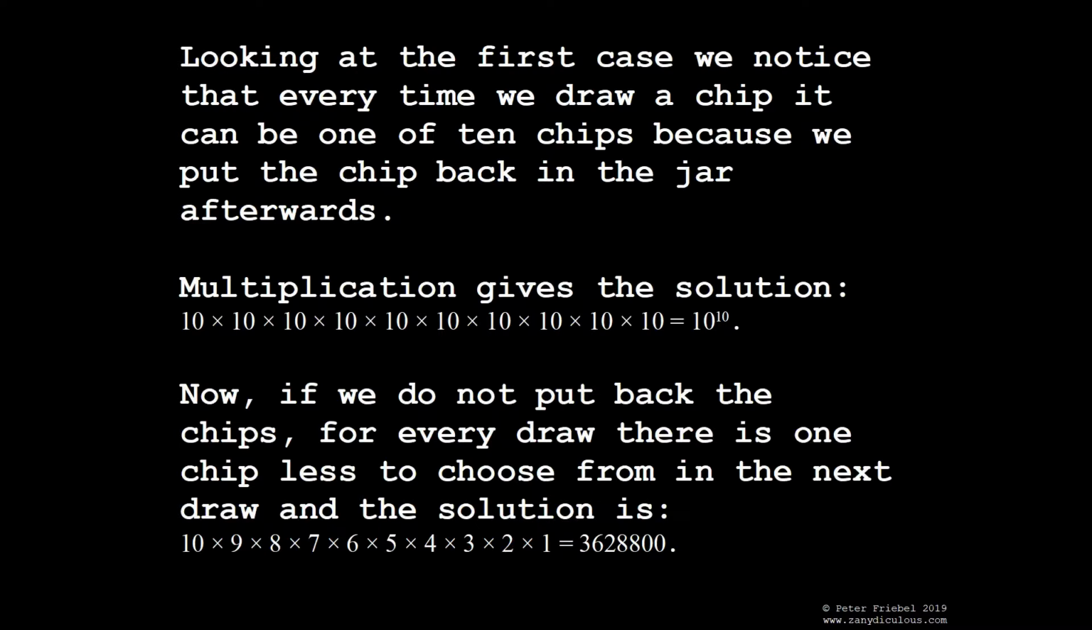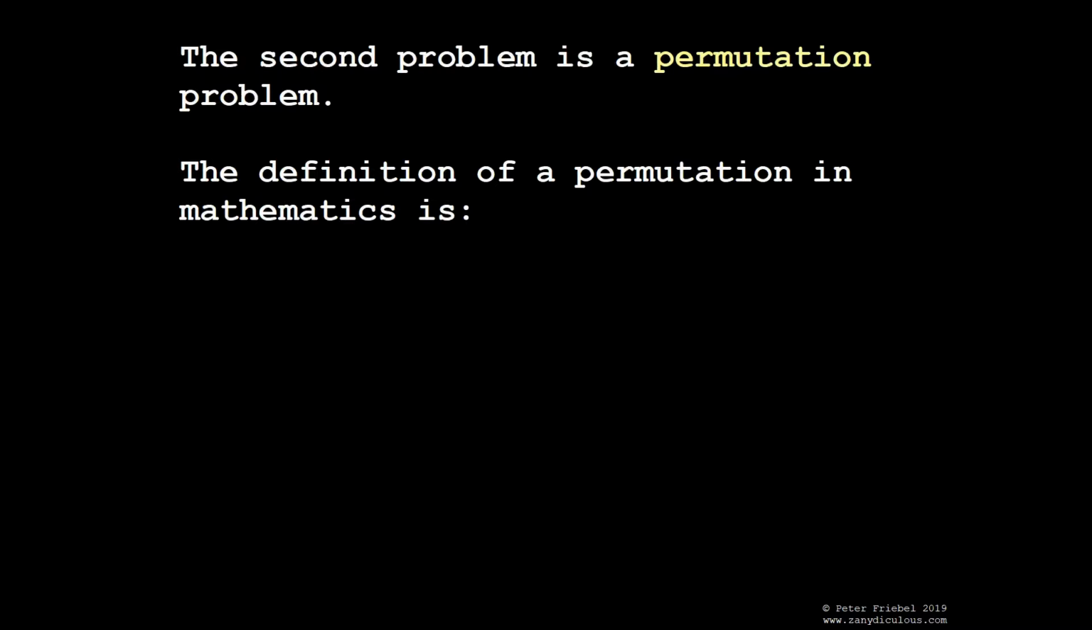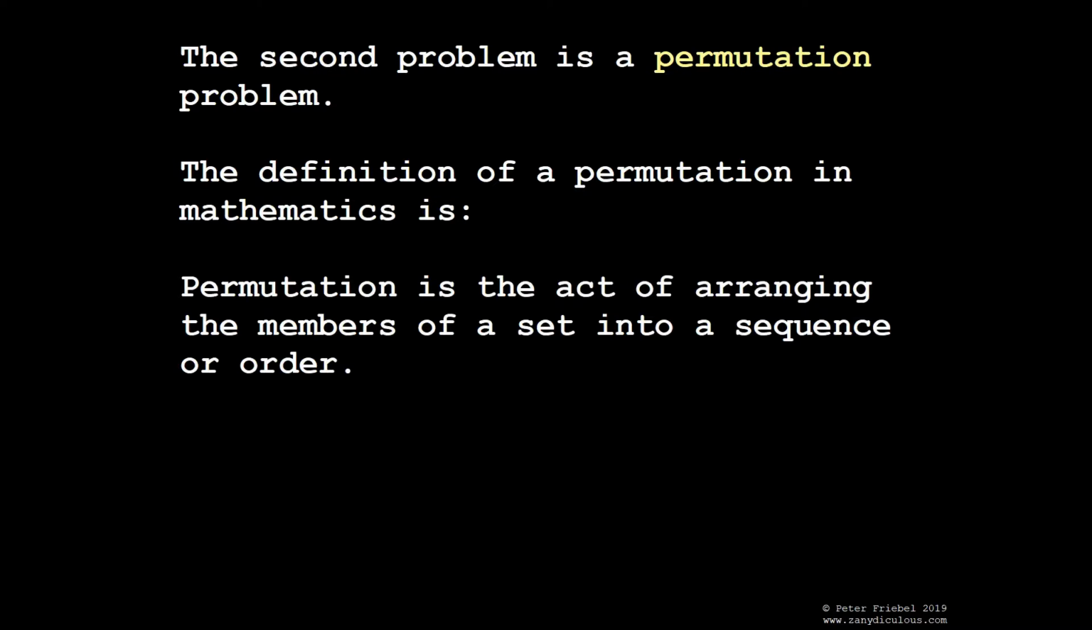Now, if we do not put back the chips, for every draw there is one chip less to choose from in the next draw, and the solution is 10 times 9 times 8 times 7 times 6 times 5 times 4 times 3 times 2 times 1, which is 3,628,800. The second problem is a permutation problem. The definition of a permutation in mathematics is: permutation is the act of arranging the members of a set into a sequence or order.